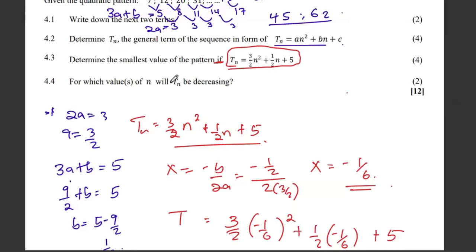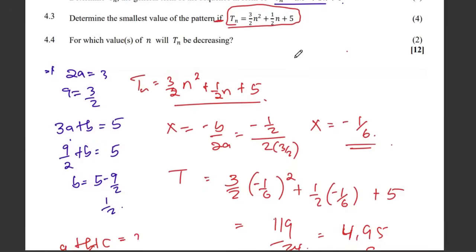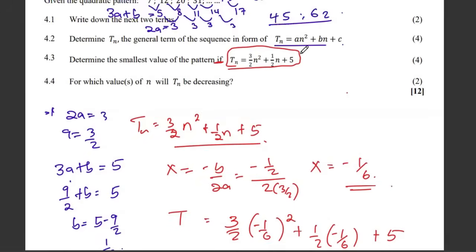So when Tn is decreasing, it means that the entire function is less than 0? Let's see. If we are to solve this, let's say I equate this to 0 because this is an opening. What I need is just this turning point here. And we said this value is negative 1 over 6.